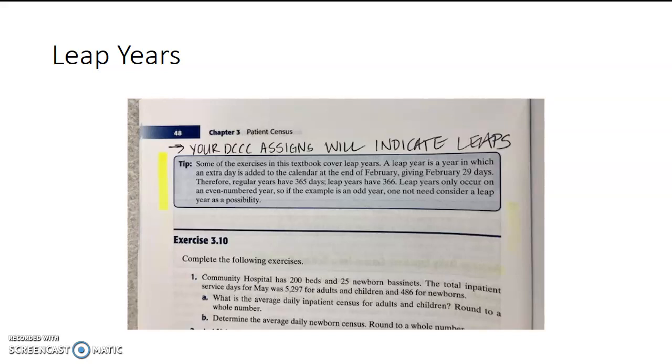But I will always provide you as to whether or not it's a leap year. So I don't want you trying to Google it and figure out whether it's a leap year. If I don't indicate it's a leap year, even if you think it's a leap year, treat it as a regular year. So I hope that makes sense. Then we are at the end of the chapter.